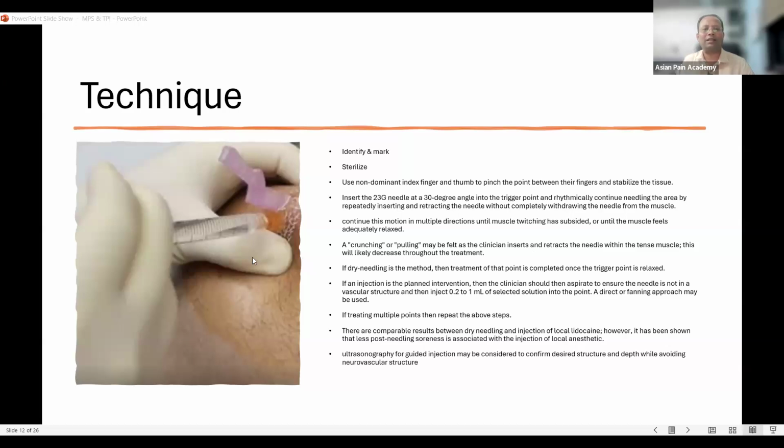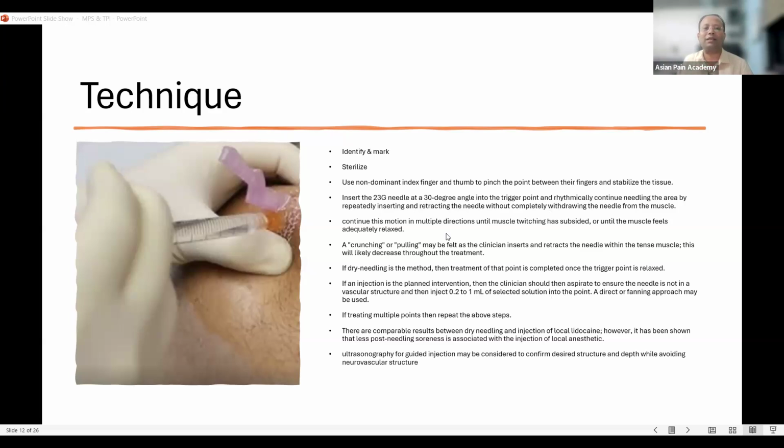Technique: earlier it was said that we can enter directly at a 90-degree angulation, but nowadays it is said to use a 30-degree angle into the trigger point and rhythmically continue needling the area by repeatedly inserting and retracting the needle. So if you can palpate the knot, you hold it between 2 fingers and then puncture the knot multiple times. That is the main technique.